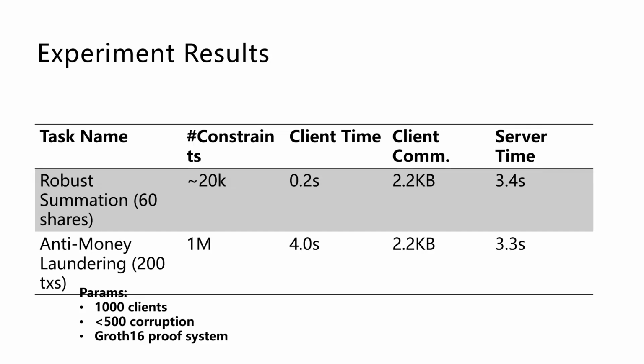In another application, we conducted an experiment on anti-money laundering. Here, we assume each client has 200 transactions, and we write some anti-money laundering rules, which compile to 1 million constraints. Each client takes roughly 4 seconds to generate the proof, and the client communication is roughly the same, 2.2 kilobytes. The server time is roughly the same because verifying the proof takes the same time for different circuits. The server time here is 3.3 seconds. The parameters are 1,000 clients, less than 500 interruptions, and we're using the Groth16 proof system.